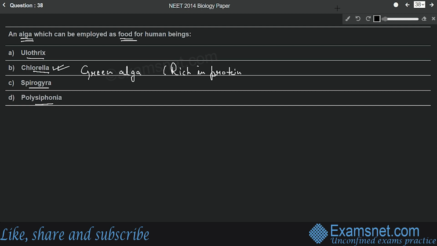Therefore, it is used as food supplement even by the space travelers. So option B is the correct answer.